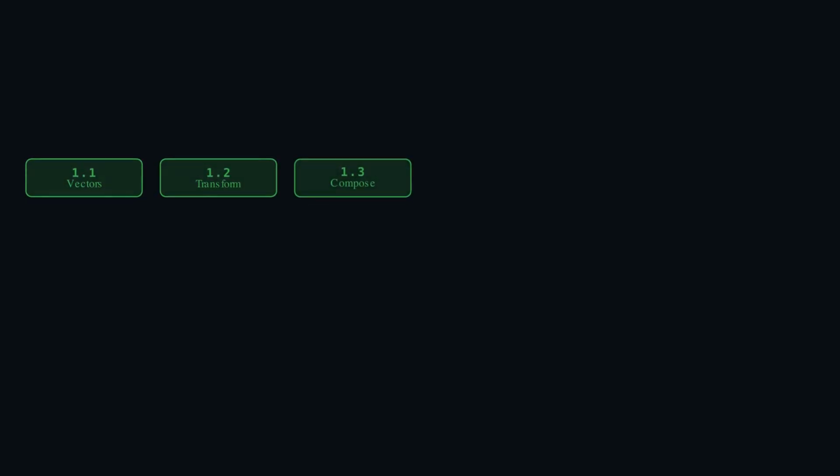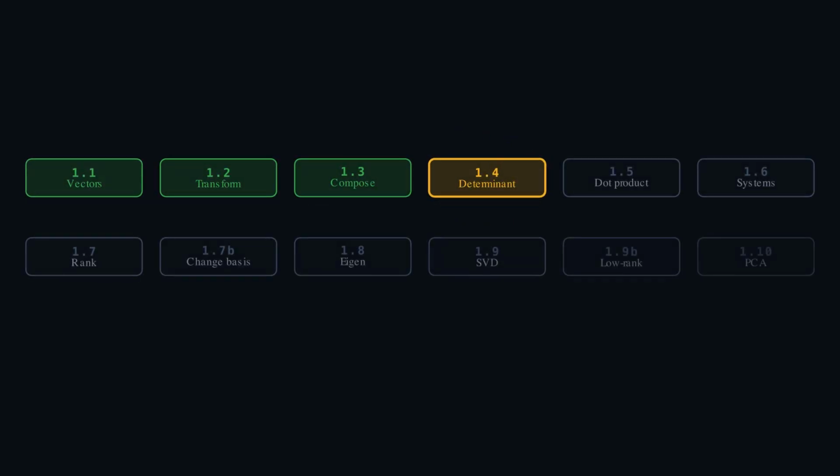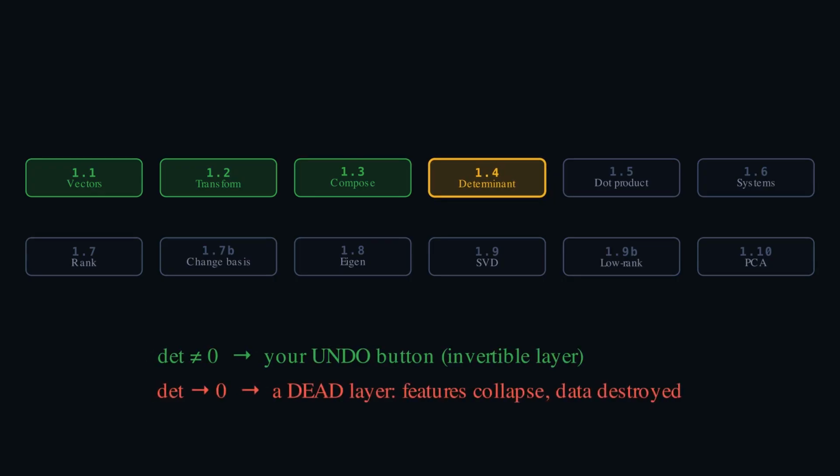Step back and see the whole season. Linear algebra, one reframe at a time: vectors, then matrices that bend space, then composing them, and today the one number that measures that bend. You are here. And why an AI engineer cares? A non-zero determinant is your undo button. The layer is invertible. A determinant sliding to 0 is a dead layer, collapsing your features and destroying data. And its logarithm sits right inside the loss functions models are trained on.